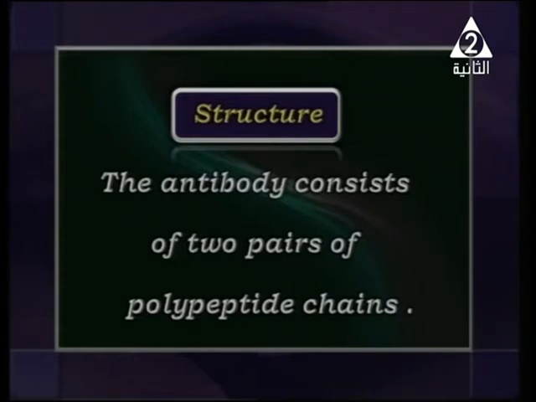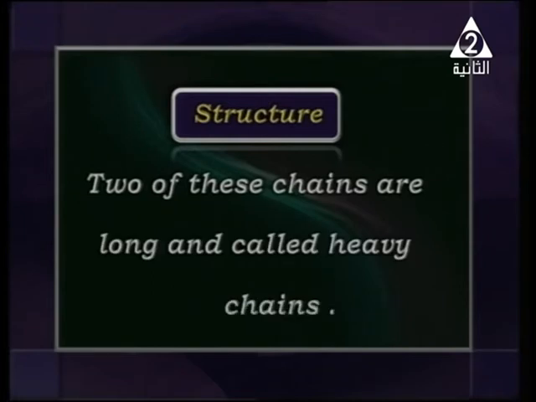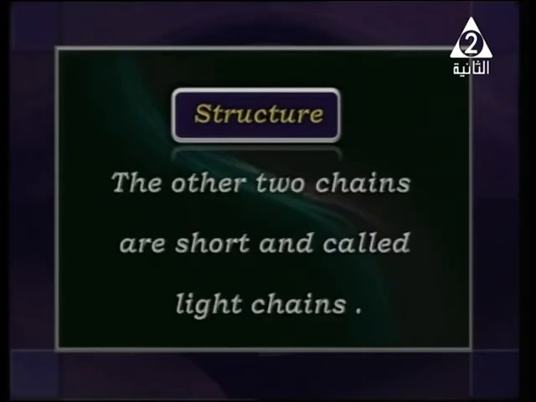Number two, two of these polypeptide chains are long and they are called heavy chains. I have a picture for you. Don't worry about the imagination here. The last piece of information about the structure is what? The other two chains are short and they are called what? The light chains. So we have the heavy chains and we have light chains.